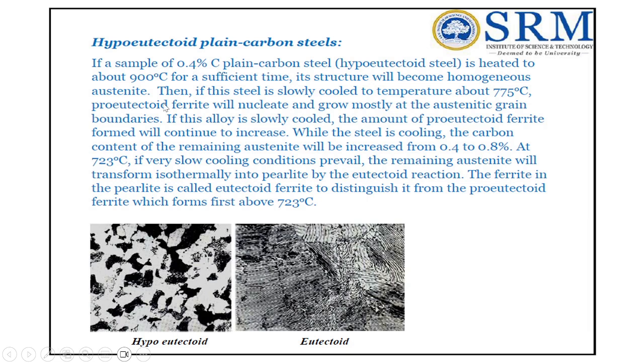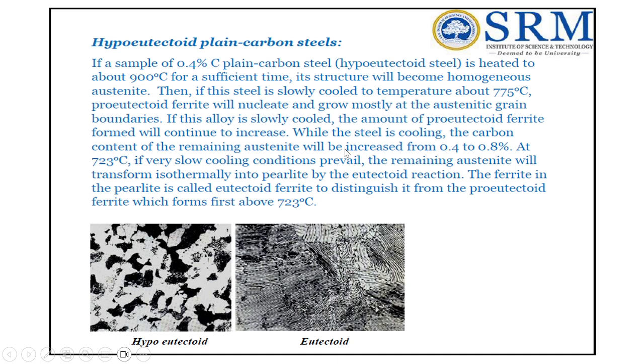A hypothetical steel heated above 910 degrees for sufficient time will have a structure that becomes homogeneous austenite. Then if the steel is slowly cooled to a temperature of about 775 degrees centigrade, the ferrite will nucleate and grow mostly at the austenite grain boundaries. If this alloy is slowly cooled, the amount of pro-eutectoid ferrite formed will continue to increase. While the steel is cooling, the carbon content of the remaining austenite will increase from 0.4 to 0.8 at 720 degrees centigrade. If very slow cooling conditions prevail, the remaining austenite will transform isothermally into pearlite by the eutectoid reaction.